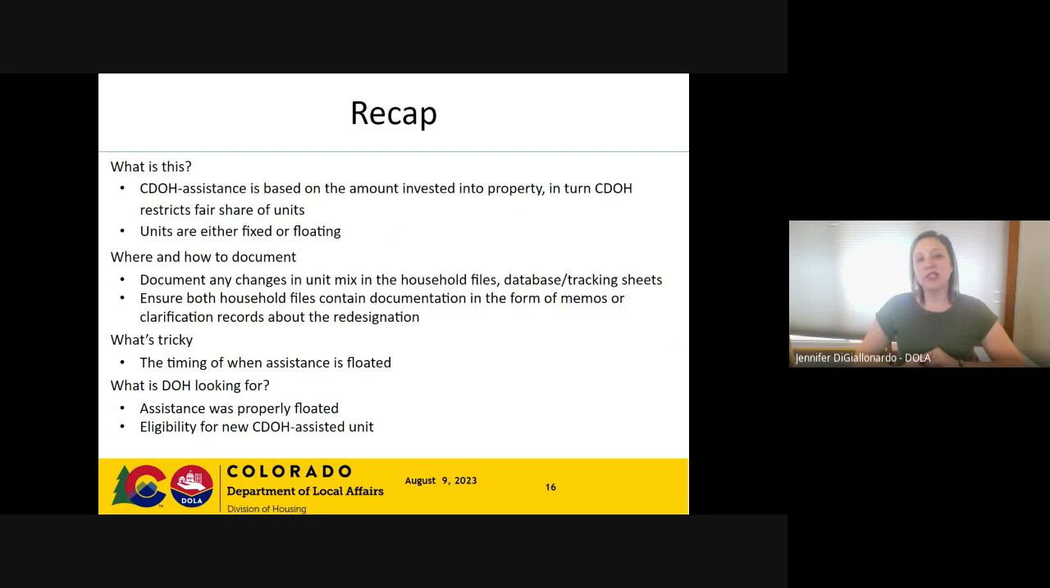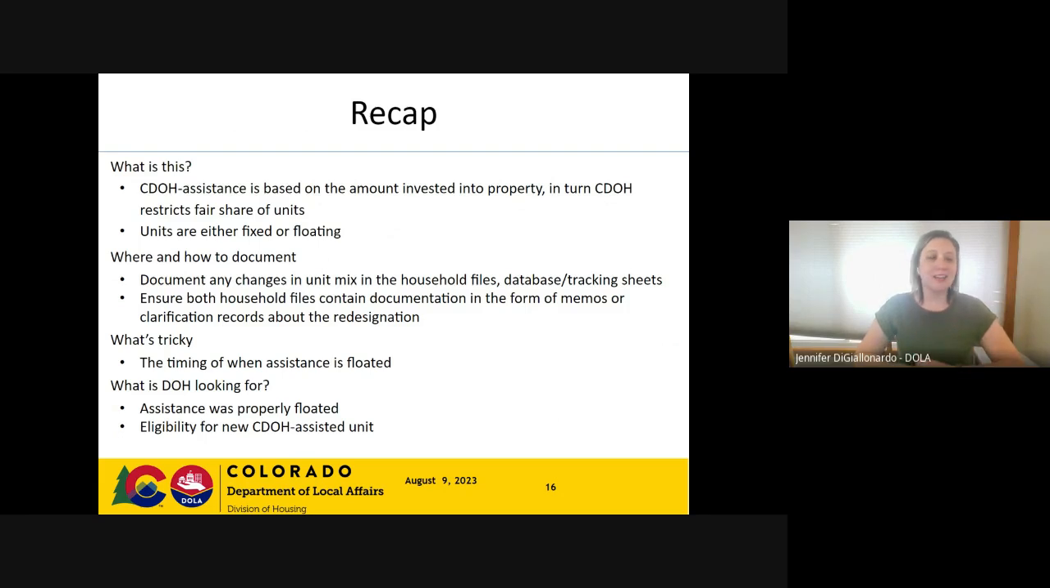Where and how are you going to document this? You're going to document any changes in household files, your database, any tracking sheets that you guys have as tools to ensure that you're following the CDOH covenant. Again, you're going to ensure both households document in forms, clarification records about that redesignation.